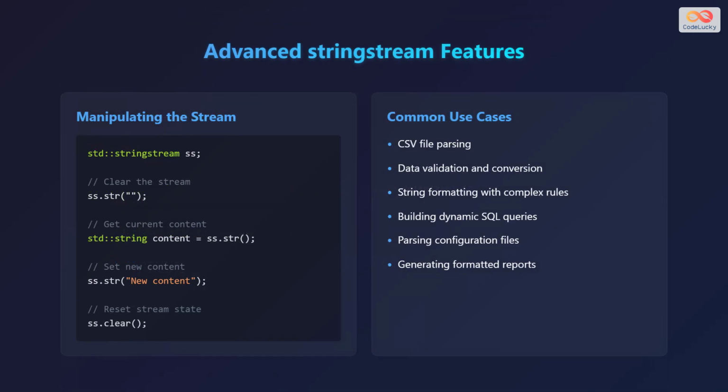String streams provide several methods for manipulating the stream state. The str method can be used to clear the stream, get the current content of the stream, or set new content for the stream. The clear method is used to reset the stream state flags, such as the end of file or error flags. String streams have many common use cases, including CSV file parsing, data validation and conversion, string formatting with complex rules, building dynamic structured query language, or SQL queries, parsing configuration files, and generating formatted reports.